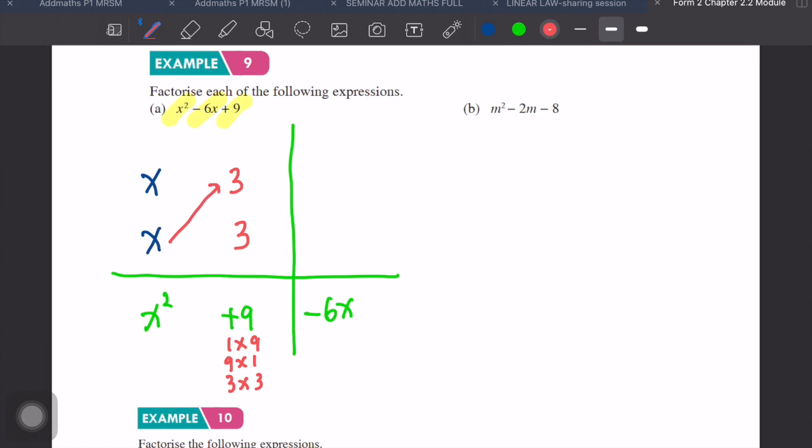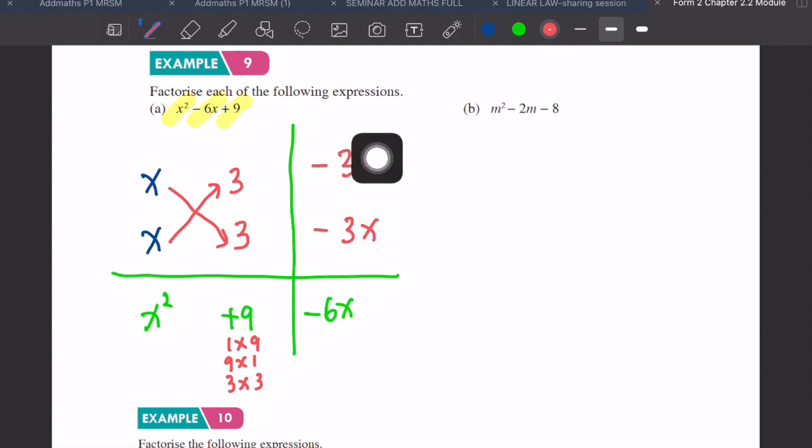Okay. Next, kita darab silang. So, x times 3 is 3x. x times 3 is 3x. Okay, sekarang kita tengok. Kita ada 3x dan 3x. Apa yang kita buat supaya dia dapat negative 6x? Apa yang awak buat kalau nak dapat hutang RM6 daripada RM3 dan RM3? So kita tahu hutang RM3, hutang lagi RM3. Betul tak? So negative 3x, negative 3x, you will get negative 6x.